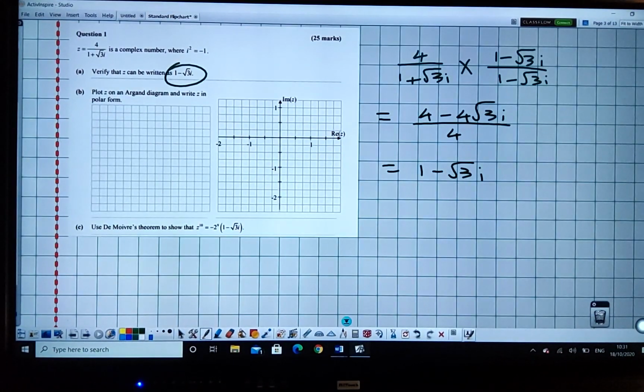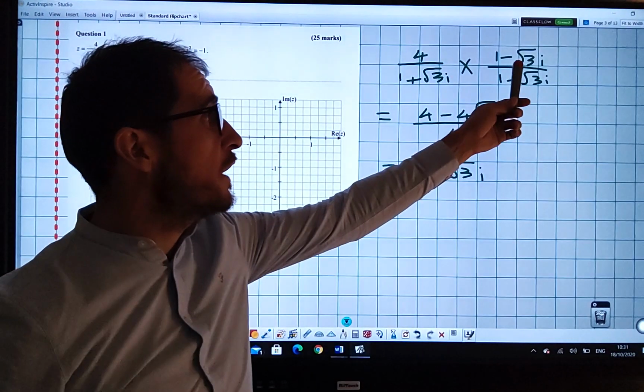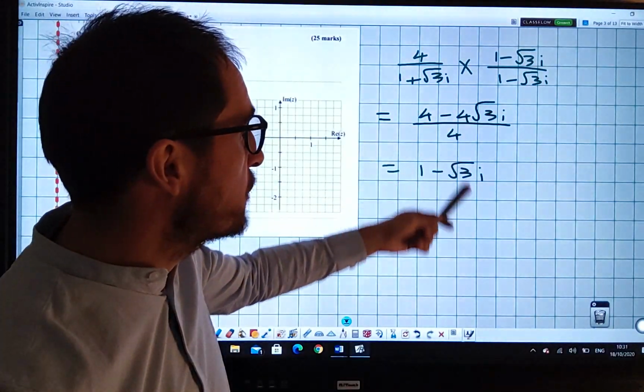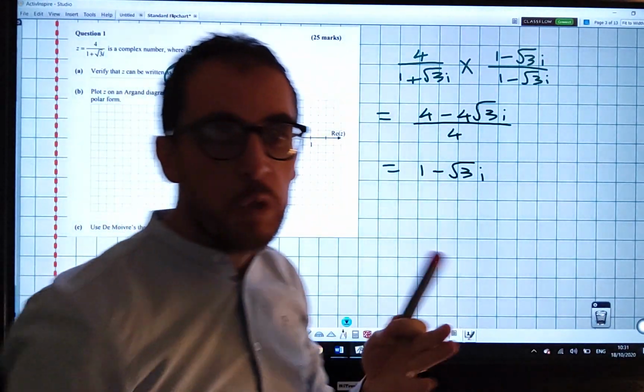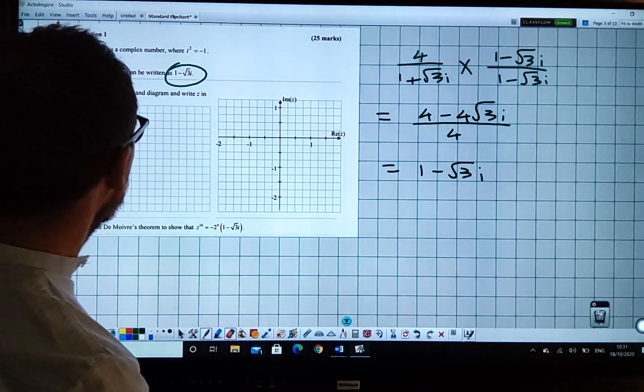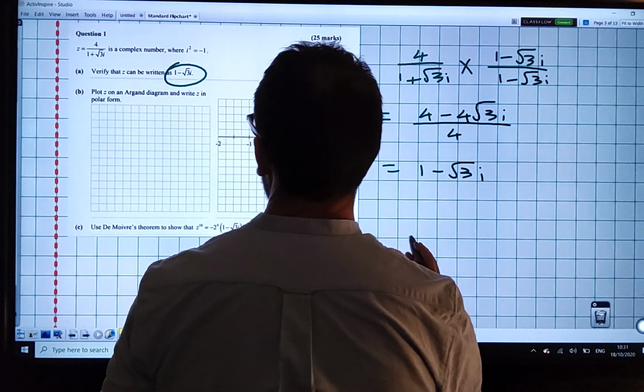That's all there is to that. Even if you just write that there, technically you don't really need to actually do the multiplying. If you write it like that, once you show you know how to do it, you can get your marks. Okay, it says then, plot that on an Argand diagram and write in polar form.